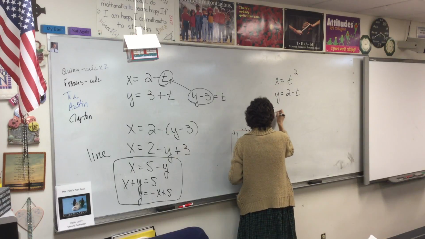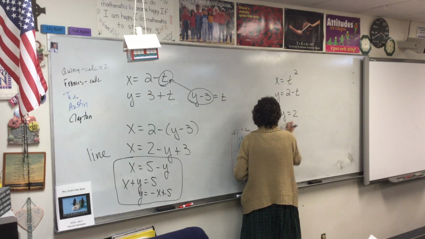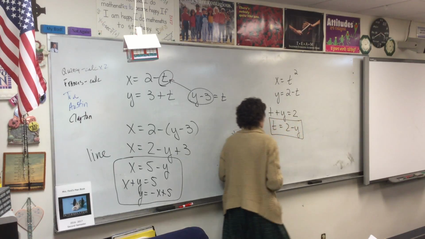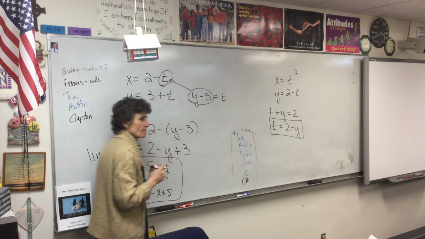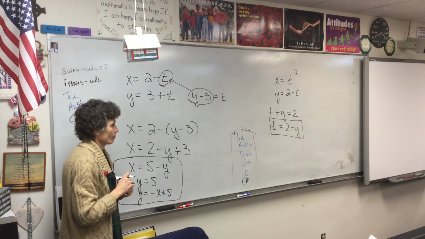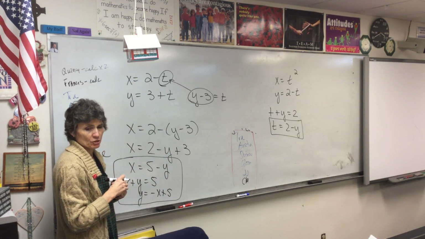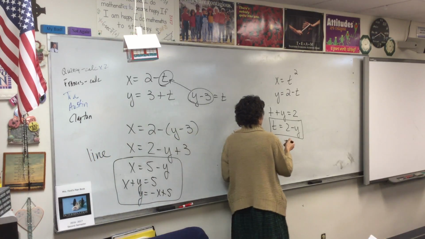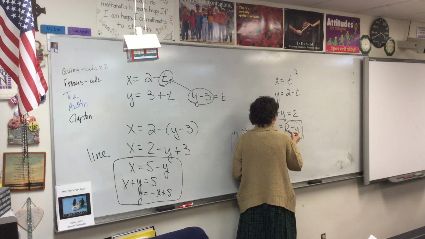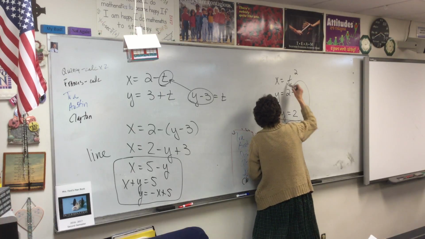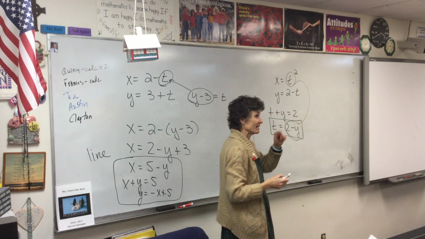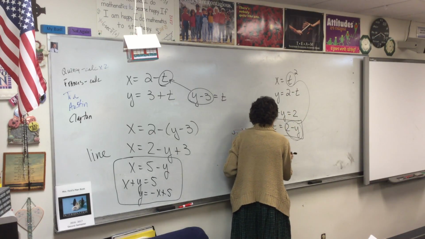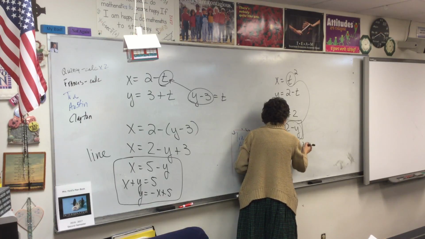All right, so here we go. See if I add t and subtract y, t equals 2 minus y. I did that in 2 steps because I wanted to make sure I got it right. Now, what am I going to do with this? I'm going to put it right back in up here, right? Make sure you plug it back in the other equation. So x equals 2 minus y squared.